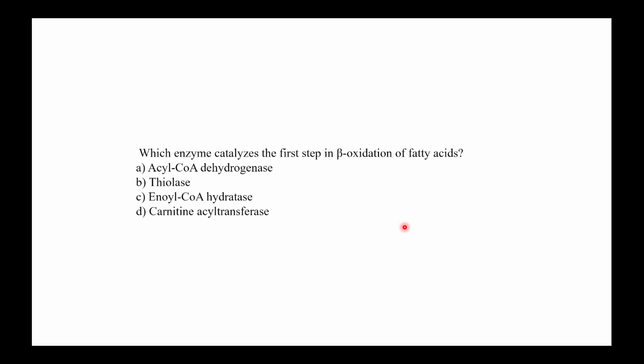The first step of beta oxidation. Option A, acyl coenzyme A dehydrogenase. Option B, thiolase. Option C, enoyl coenzyme A hydratase. And option D, carnitine acyl transferase.